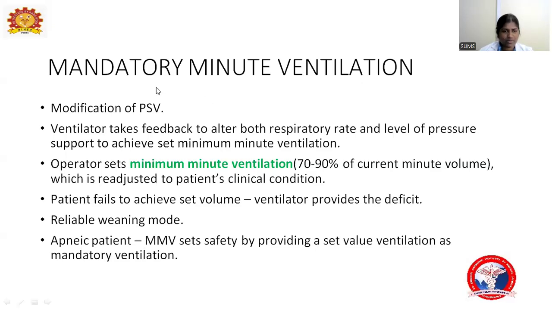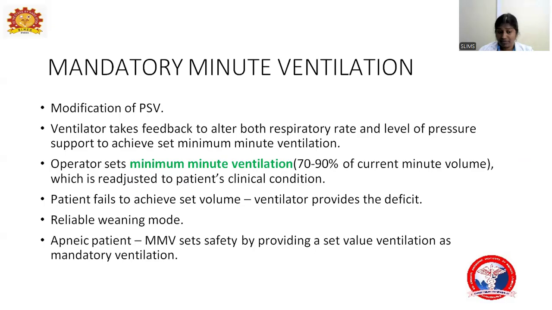So next is MMV, that is mandatory minute ventilation. It is a modification of pressure support ventilation, and the ventilator takes feedback to alter both respiratory rate and the level of pressure support to achieve the set minimum minute ventilation. The operator sets the minimum minute ventilation, that is 70 to 90% of the current minute volume, which is readjusted to the patient's clinical condition. If the patient fails to achieve the set volume, the ventilator provides the deficit. So if the patient is not able to achieve the set tidal volume, the ventilator will provide the deficit that is not achieved by the patient.